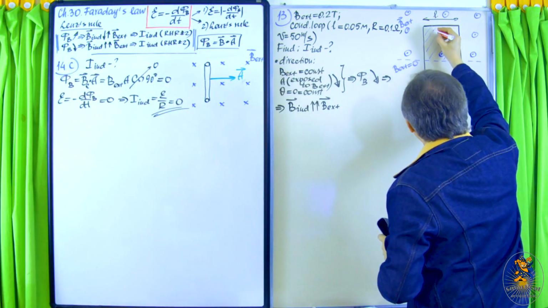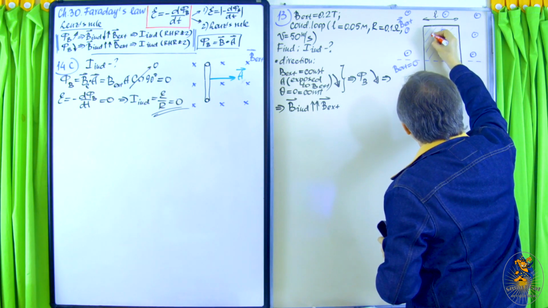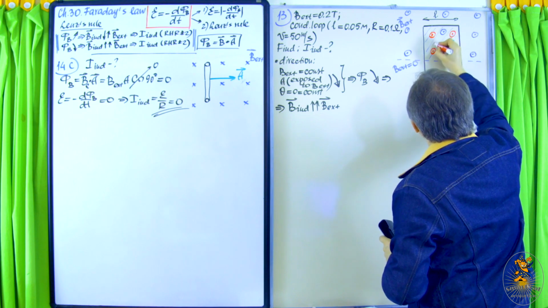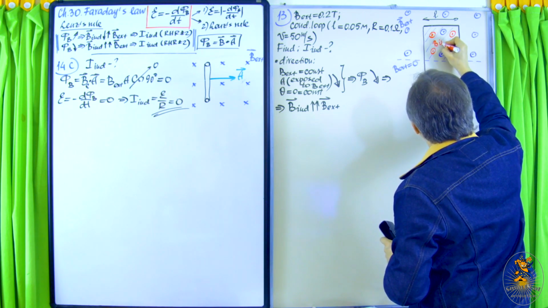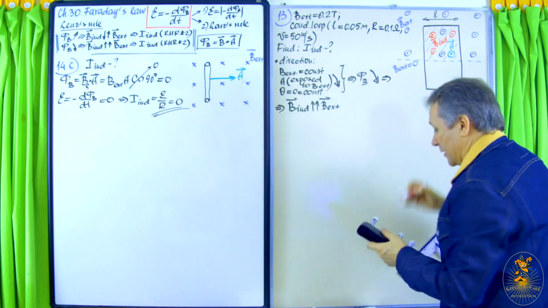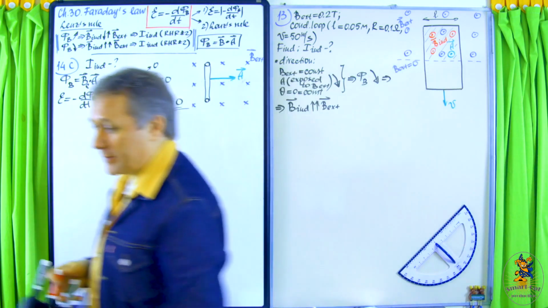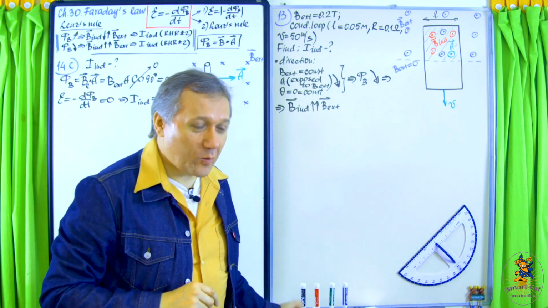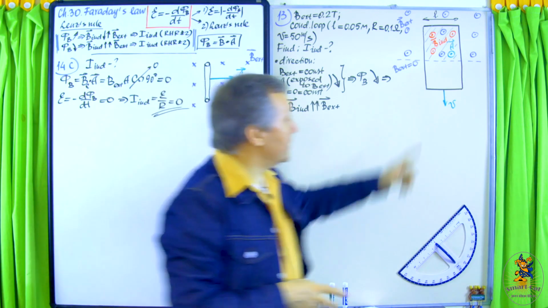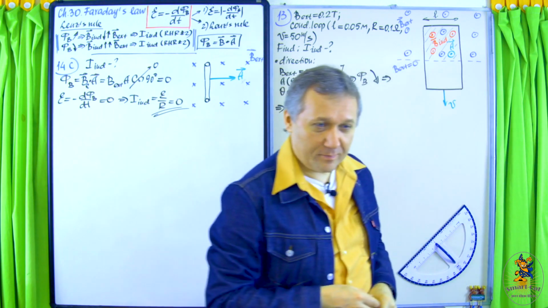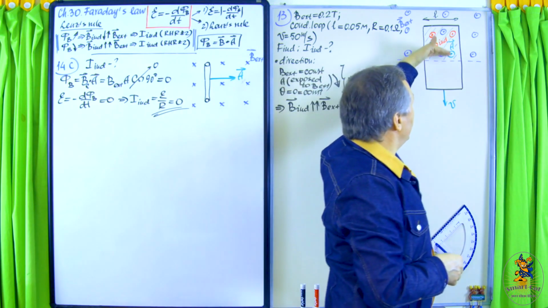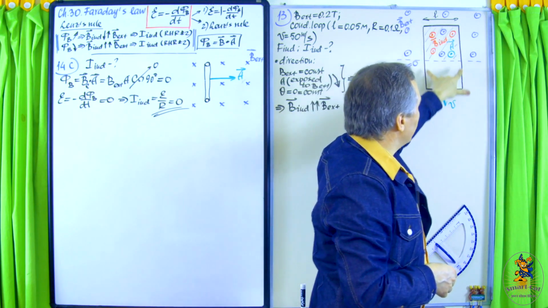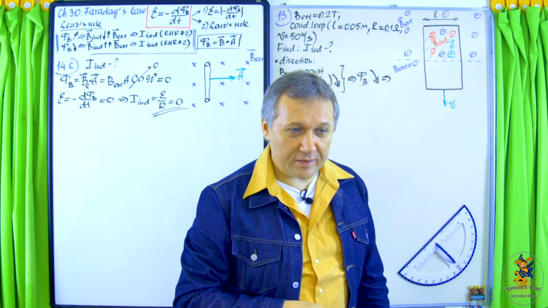Right. Okay, let me draw a few and stop for a moment. So that will be my B induced. And I stopped for this reason. Okay, where should I draw these red dots? Should I draw them only in this part of the loop, or should I draw them everywhere inside of the loop?